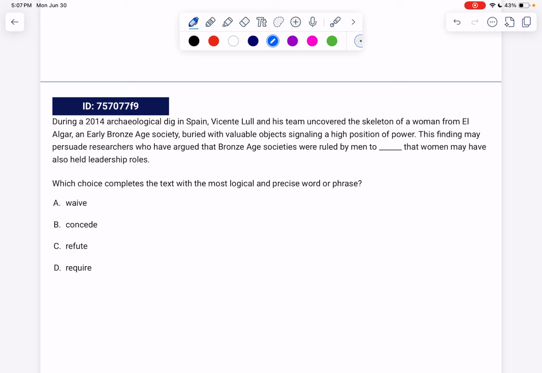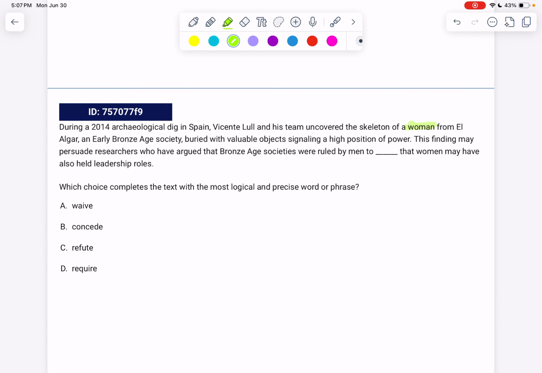let's see, what happened here? We found a woman, skeleton, and she was buried with valuable stuff. She had high position of power. This finding may persuade researchers who have argued that only men were in charge to do what? Well, maybe to change their mind, to think different, right? But notice how the sentence ends. Meant to blank that women had leadership roles.